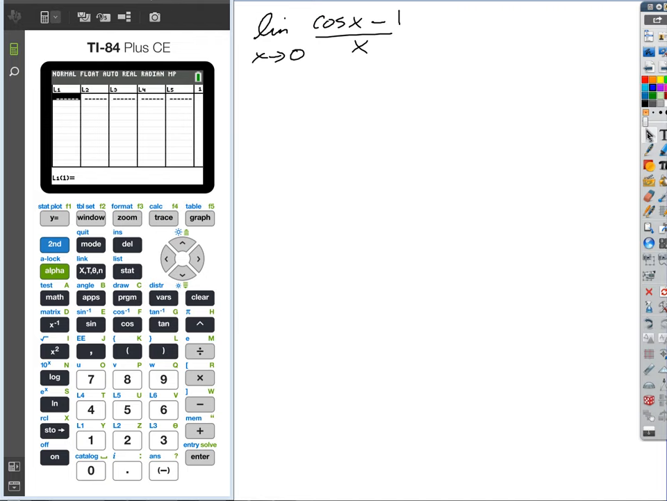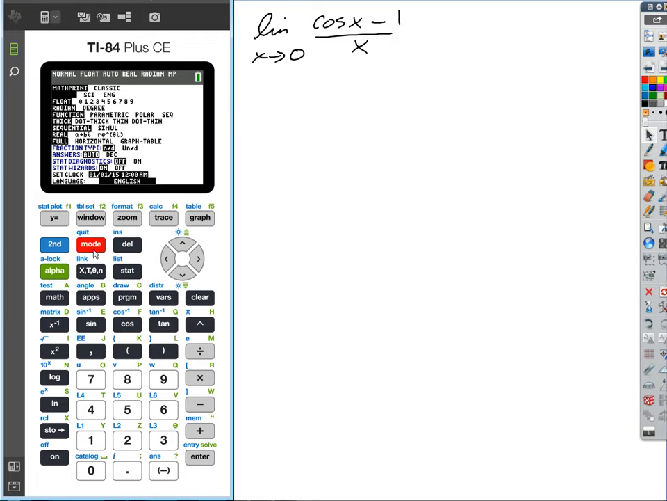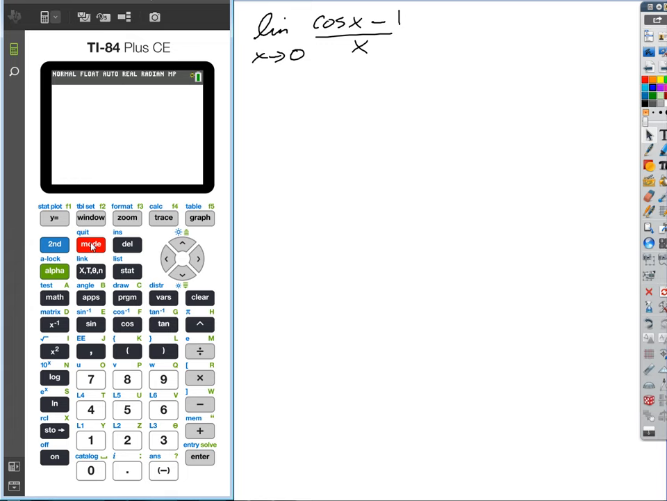Okay, so we want to make sure you're using radians on calculators. This is far and away the most common mistake people make when they're doing any kind of trig stuff on a calculator: they don't set the mode to radians. On the new calculators, the default is radians, which is good. I think we're good.